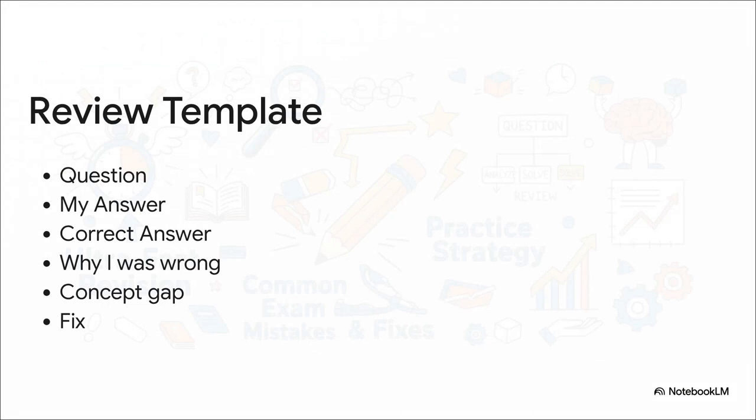I want you to screenshot this golden review template right now. Seriously, do it. For every single question you get wrong from here on out, you're going to do a forensic breakdown. What was the question? What was your answer? What was the correct answer? Why were you wrong? Was it a math error or a concept gap? And finally, what is the fix? If you use this framework for everything, your scores will absolutely skyrocket.